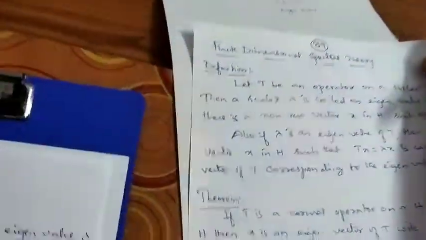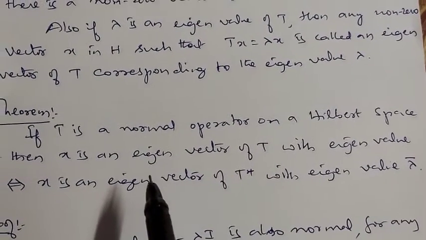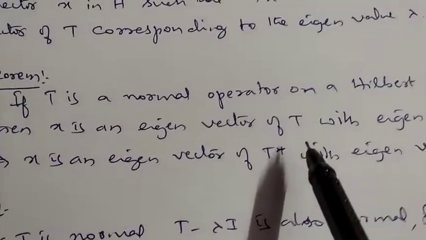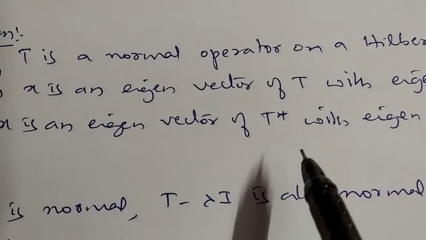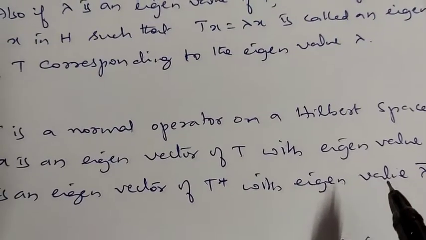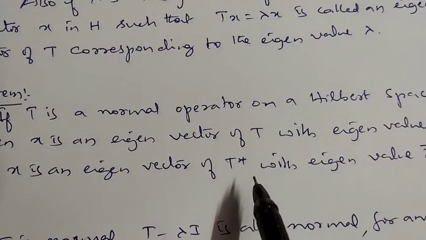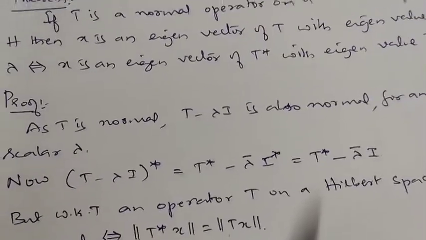Among them, the first one is: if T is a normal operator on a Hilbert space H, then x is an eigenvector of T with eigenvalue lambda if and only if x is an eigenvector of T star with eigenvalue lambda bar. Means if T is a normal operator, then x is an eigenvector of T if and only if x is an eigenvector of T star with eigenvalue lambda bar. Okay. So let us prove this now.